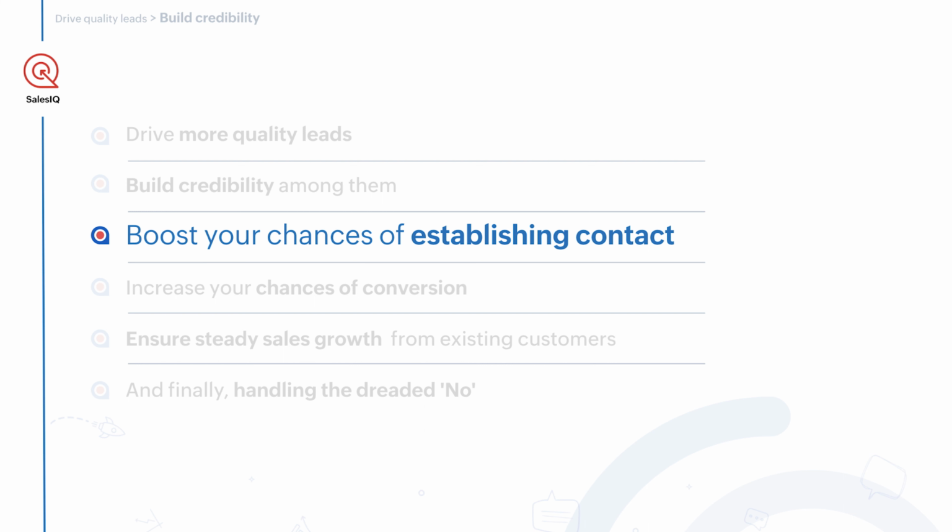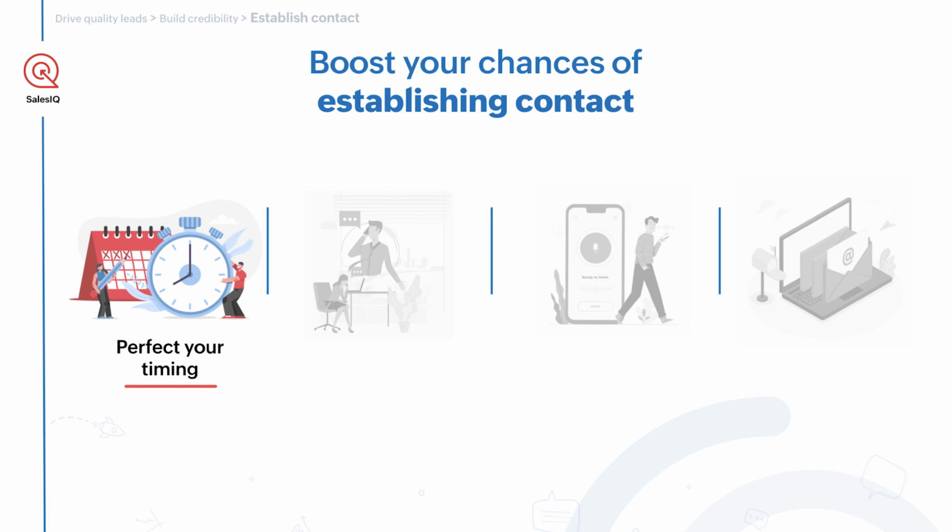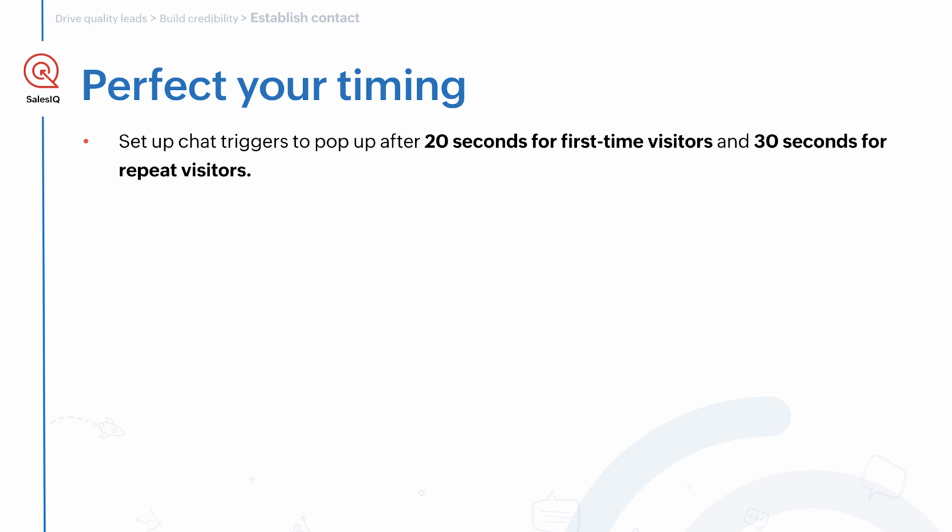Next, we'll see how to establish contact with these prospects. The first thing you need to get right here is your timing. So you're most likely to make a sale when prospects are actively thinking about their requirement. So schedule chat triggers in your website, especially on high intent pages like features and pricing page, with relevant messages based on the buyer's profile and their stage in the sales funnel.